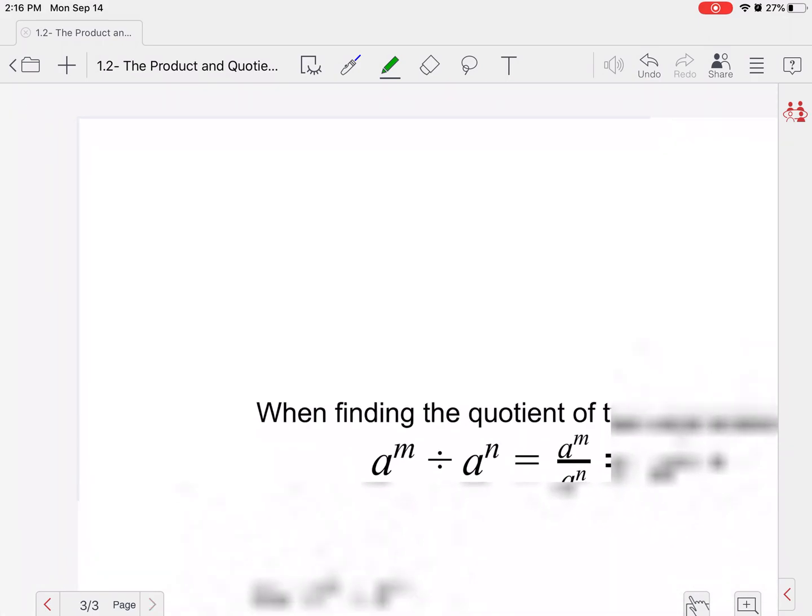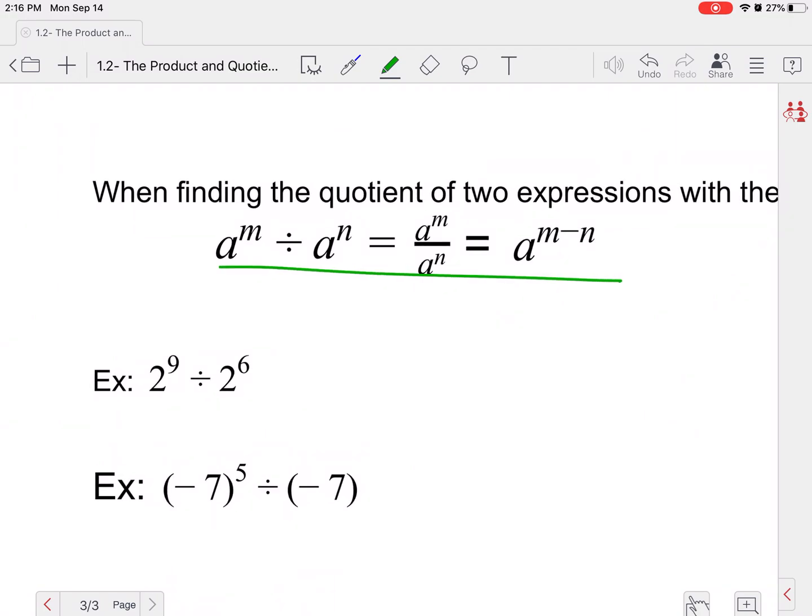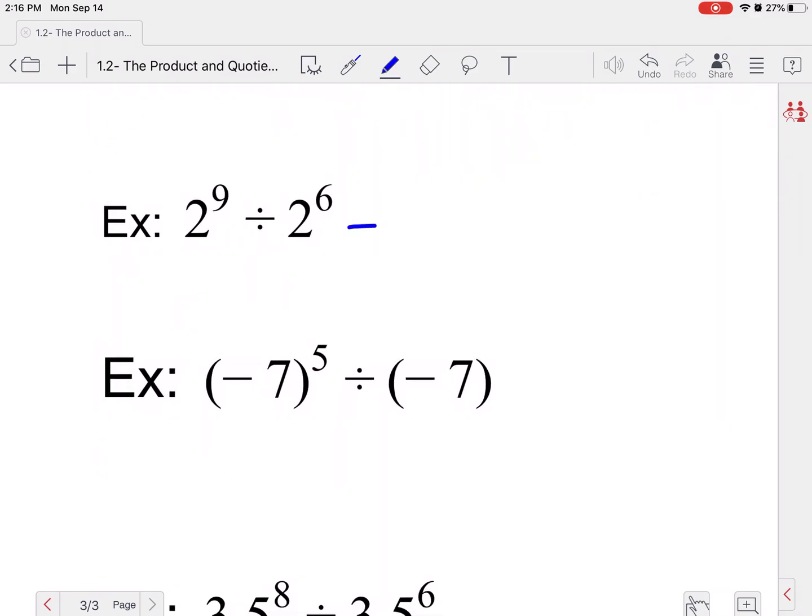Let's go to the next page here. Again, this is just the general way we can write this, is that anything divided by anything else with the same base, we can subtract the exponents. So let's practice some here. So 2 to the 9th divided by 2 to the 6th. Again, I'm going to keep the exact same base. And 9 minus 6 is 3.